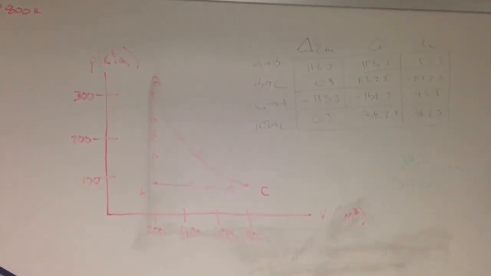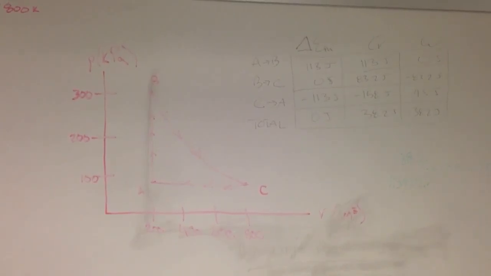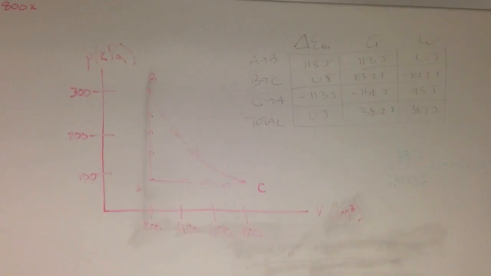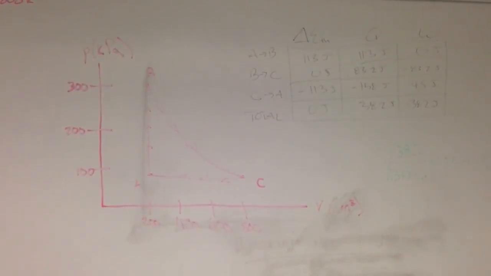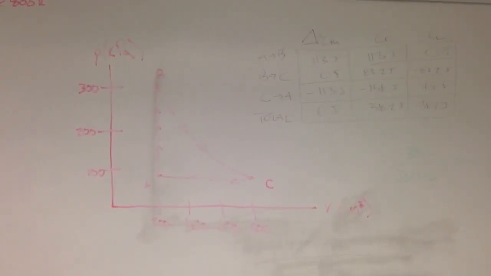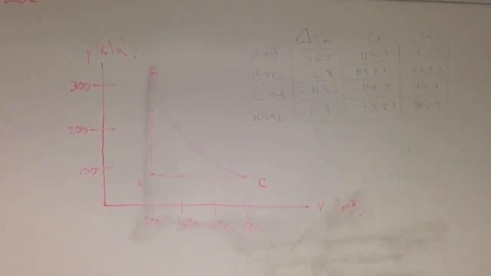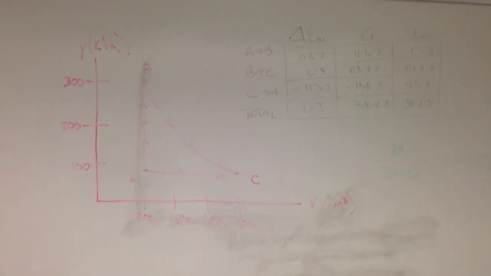So what we want to solve for is the change in thermal energy, Q and W, which is work, for each of the 3 steps, and then get the totals for all of them. And then from there we can compute the thermal efficiency of the heat engine.